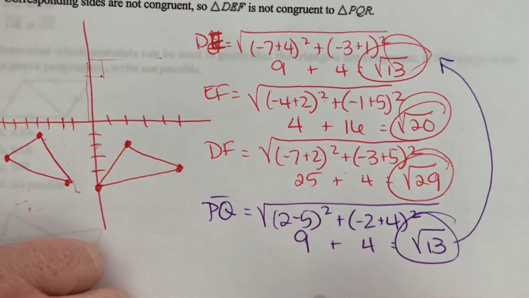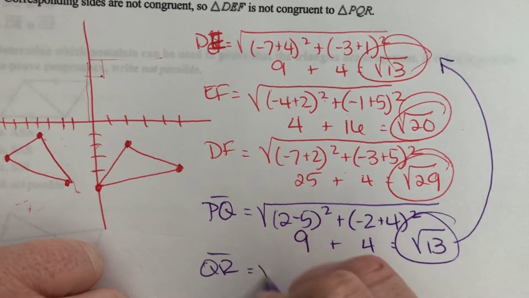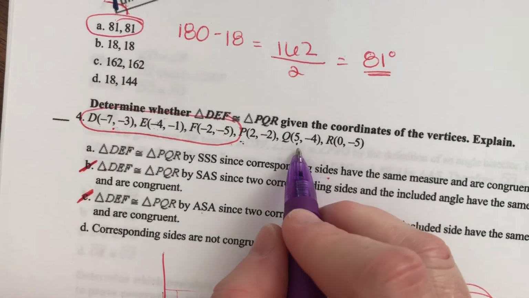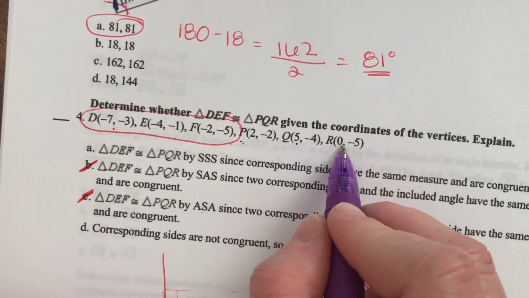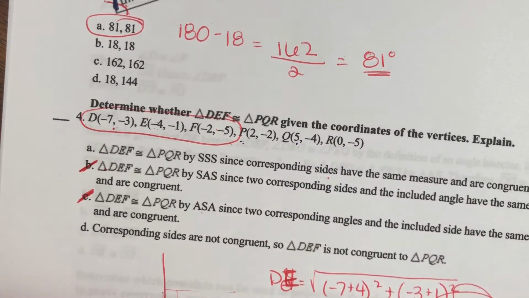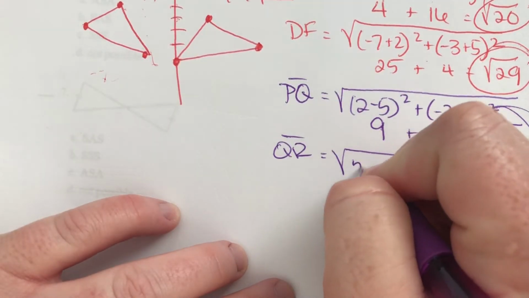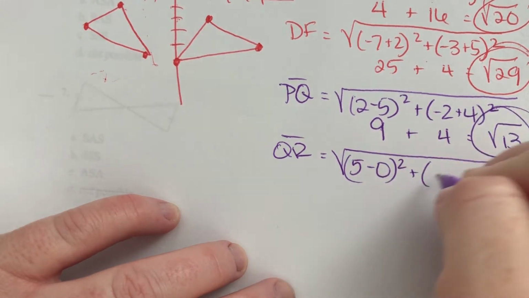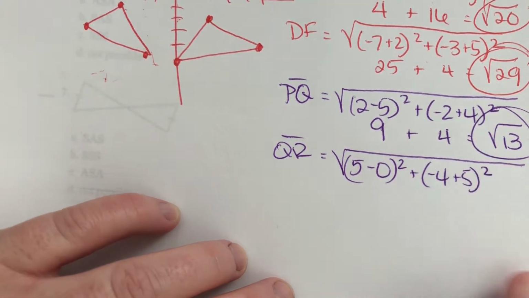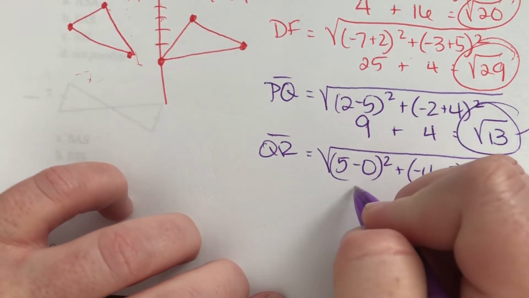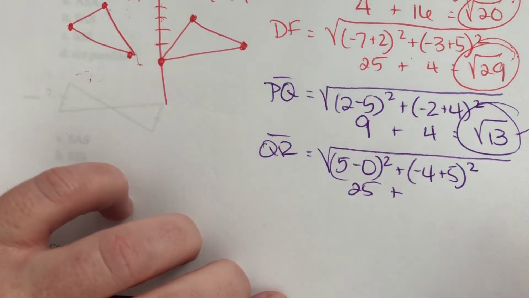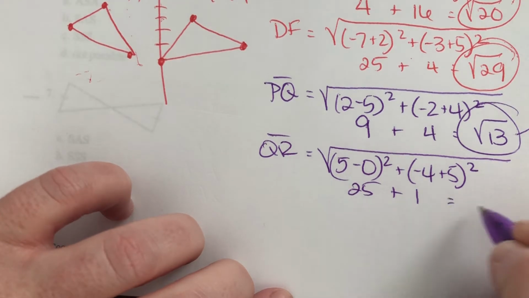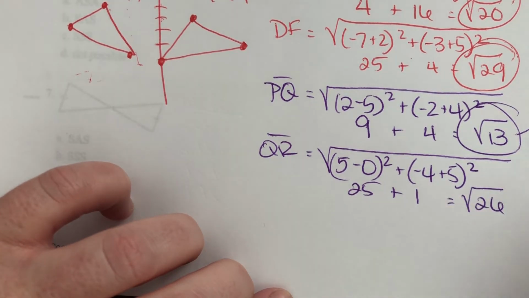Let's do the next side. We have QR. So here I'm going to do 5 minus 0 squared plus -4 minus -5 squared. And when I simplify that, 5 squared is 25. -4 plus 5 is 1. 26. Okay, so this doesn't match up with the other two. The 13s match, but the 20 and the 26 don't match. The 29 and the 26 don't match.